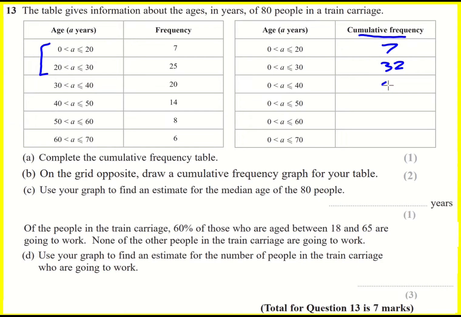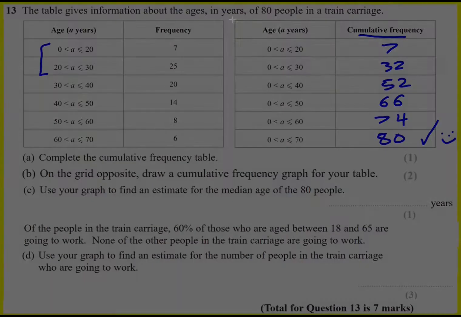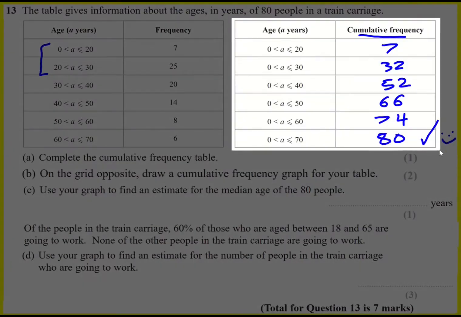We just add the 20 now, then add the 14, add the 8, and then add the 6. And we get the total frequency right at the end. So that's how we know we've kind of done it correctly. That is a completed frequency table. We're then asked on the grid opposite, for me it's actually below, to draw a cumulative frequency graph for this data.